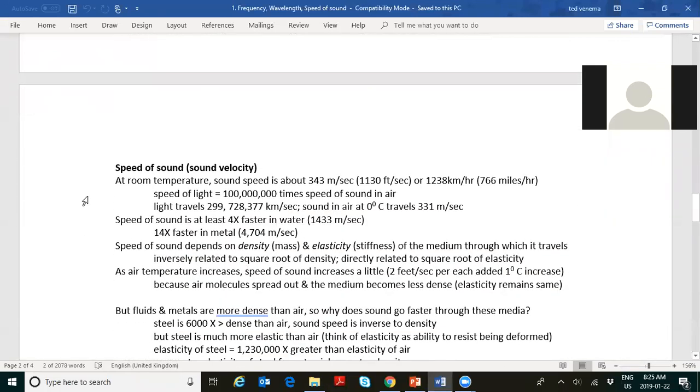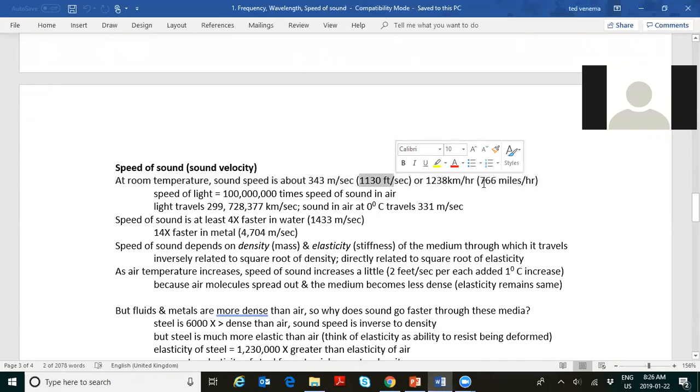Speed of sound. At room temperature, sound speed is about 340 meters per second, or 1,130 feet per second, or 1,238 kilometers an hour, or 766 miles an hour. Okay? So we're giving it to you in both. You don't have to sit there memorizing it, but I would memorize the 343, or I would memorize this one here, okay?